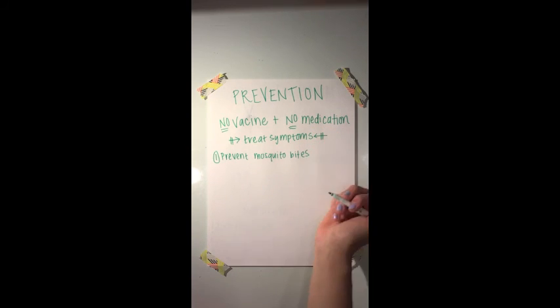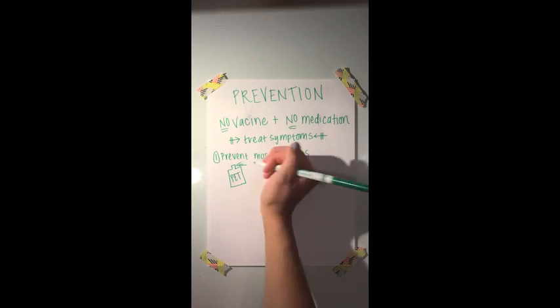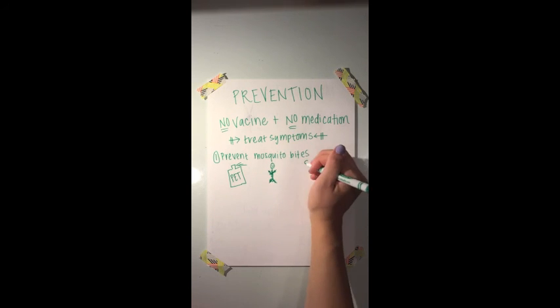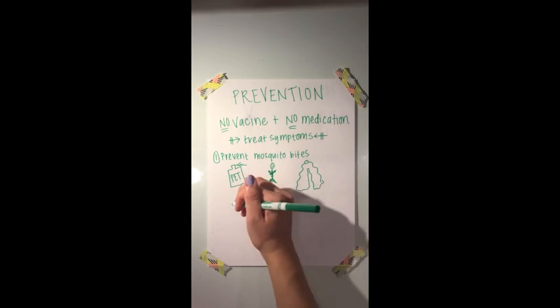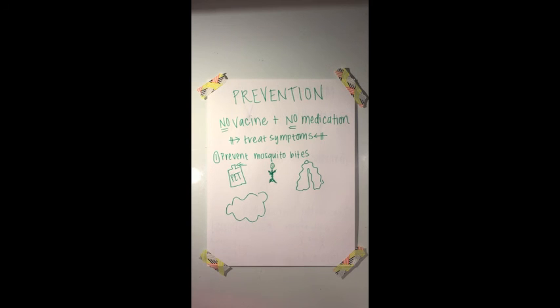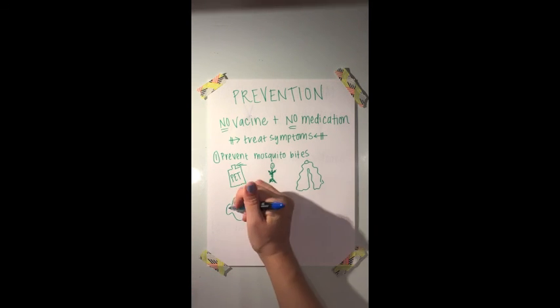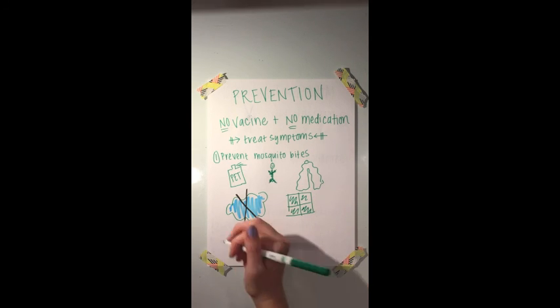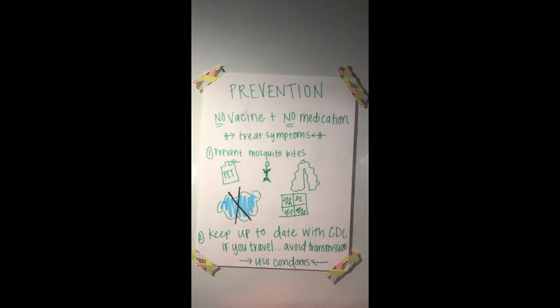So first we must prevent mosquito bites. We can do that through bug sprays, wearing long sleeve shirts and long pants, using mosquito nets around bedding, removing any water outside of the house that might be standing or still, and placing screens over doors and windows. We must also keep up to date with the CDC. If you have any travel, please avoid transmission and make sure to use condoms in any sexual contact.